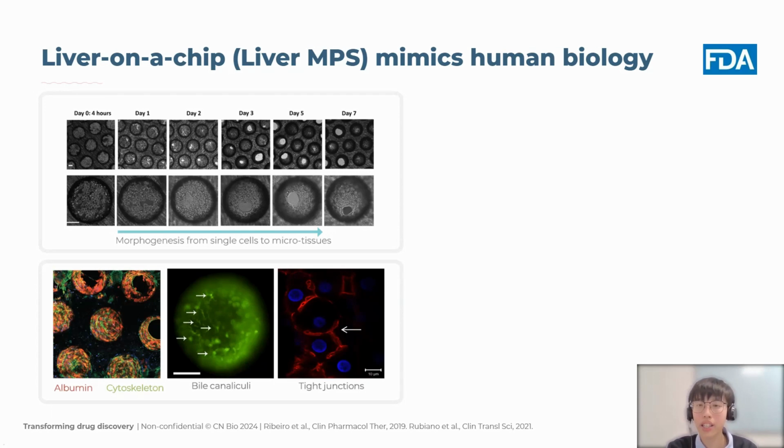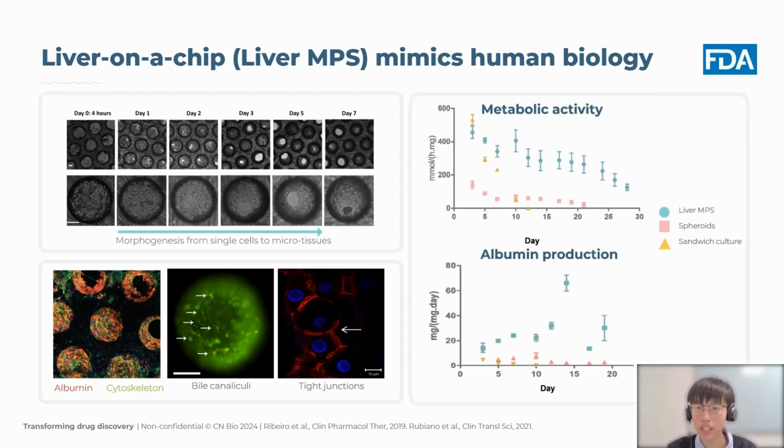When analyzing the MPS model for functionality, the MPS model demonstrated a higher metabolic activity and also higher rates of albumin production than the traditional spheroids and sandwich culture. This indicates that the liver model generated using the MPS technology can demonstrate an improved functionality for downstream applications.